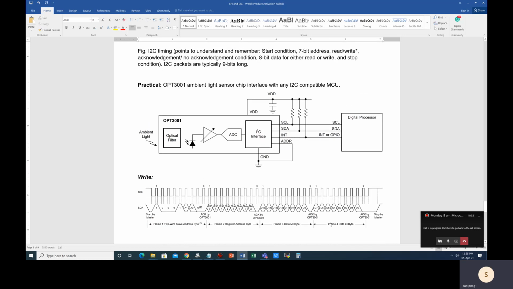So here is the practical writing timing diagram. If you want to write something to the OPT chip, that means the microcontroller, the digital processor, is writing information to the OPT chip. So this is a sensor. What is the need of writing? The need of writing exists because there are several registers inside this peripheral device, and those registers should be initialized.